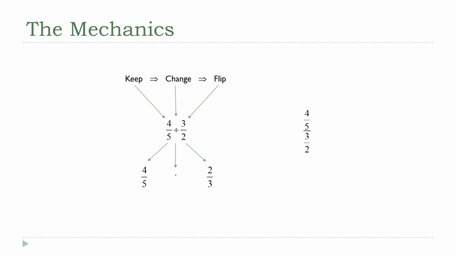And now, great, it's just a multiplication problem. You multiply the tops: 4 times 2 is 8. You multiply the bottoms: 5 times 3 is 15. Can we reduce this? No. Nothing goes into 8 and 15. So that's it, there's our answer.